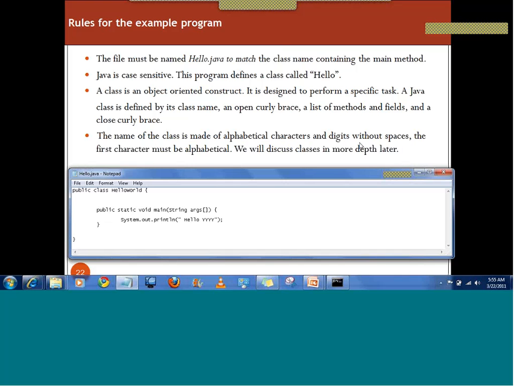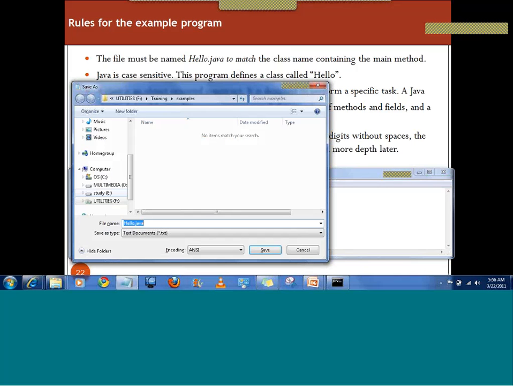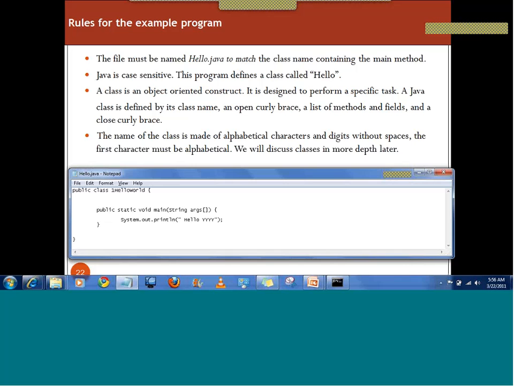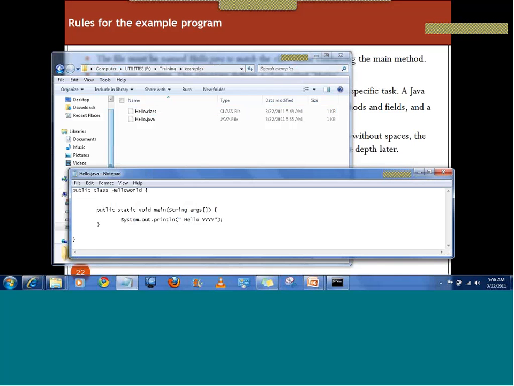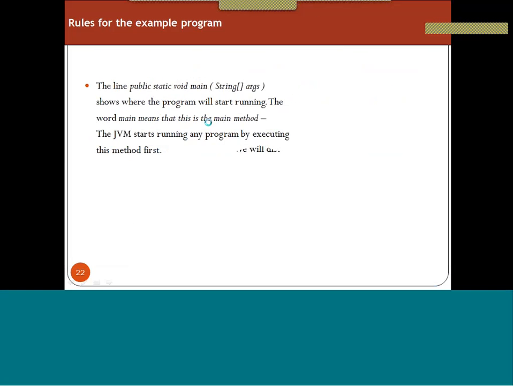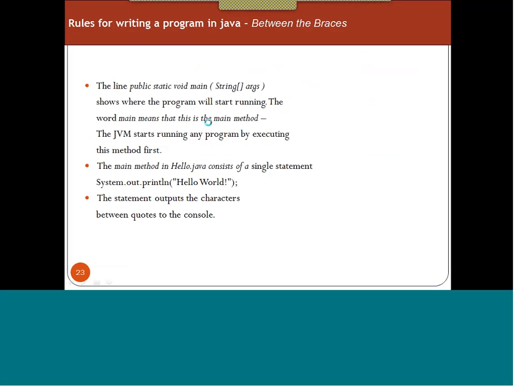The name of the class is made of alphabetical characters and digits without spaces. The first character must be alphabetical. I cannot give a digit one here and save it as 1Hello.java. It should be alphabetical. We will discuss more next if you have some questions on this.